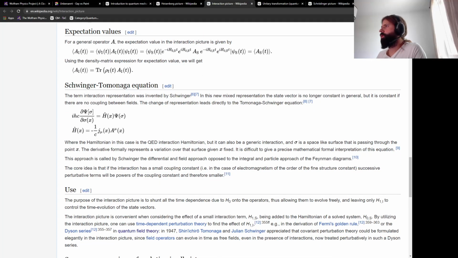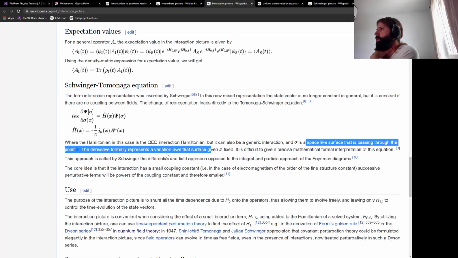The term interaction representation was invented by Schwinger. In this new mixed representation, the state vector is no longer constant in general, but it is constant if there is no coupling between fields. The change of representation leads directly to the Tomonaga-Schwinger equation, where the Hamiltonian in this case is the QED interaction Hamiltonian, but it can also be a generic interaction, and a space-like surface is passing through the point X. The radial formula represents a variation over the phase.